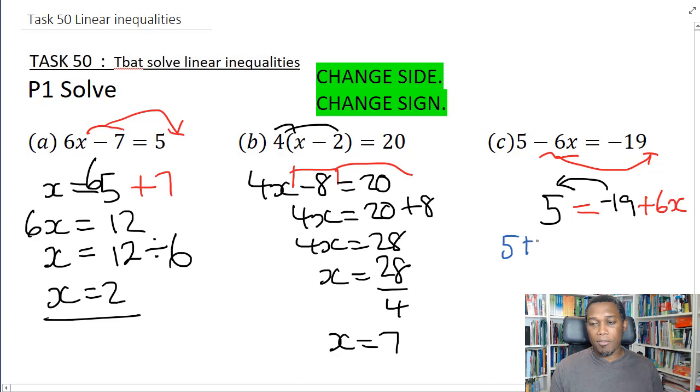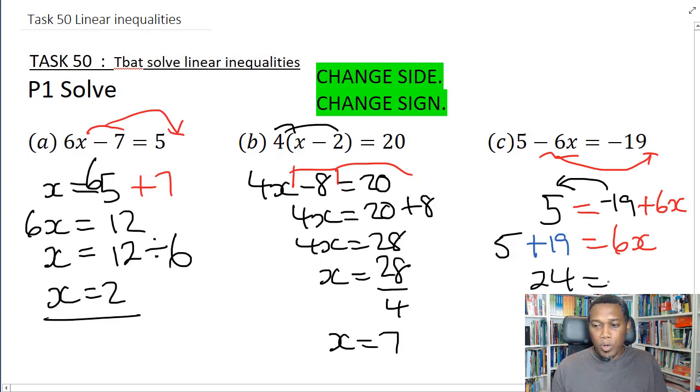So I've got 5, and I don't want to give the illusion that the 5 has moved, then we have plus 19, and all of that is going to give me 6x. The positive 6x is all by itself. 5 and 19, well, that is 24. So we have 24 is equal to 6x. That means that x is equal to 24 divided by 6.